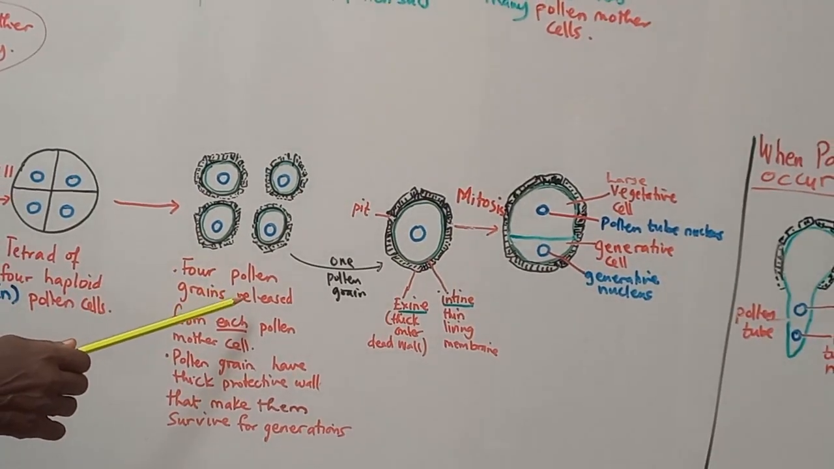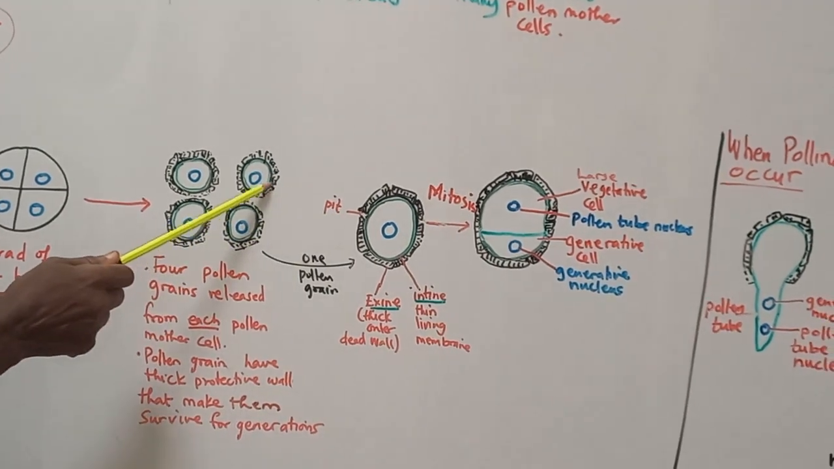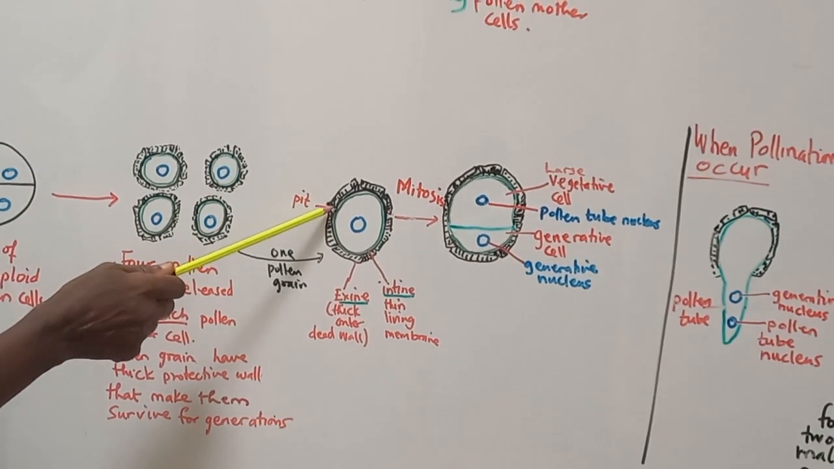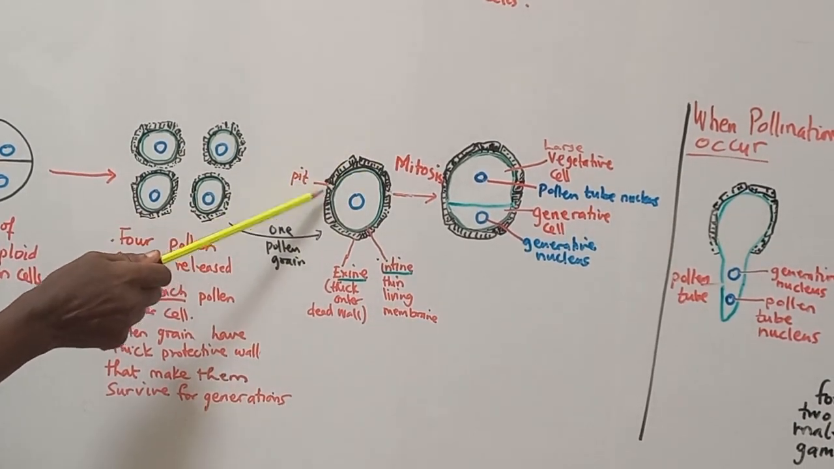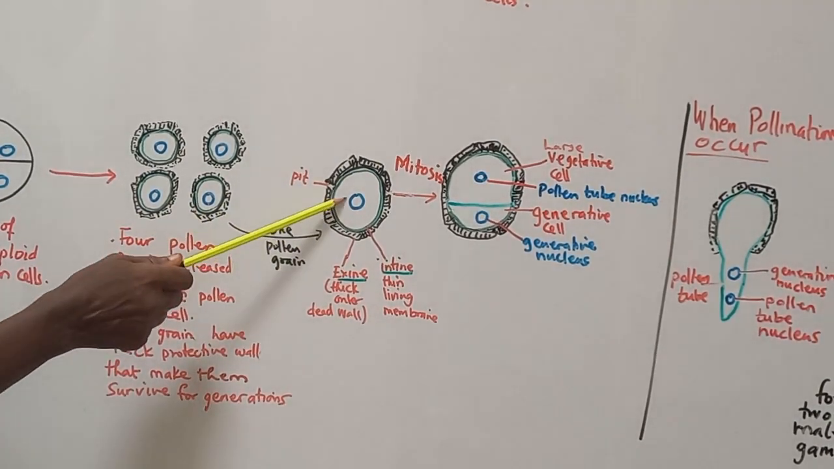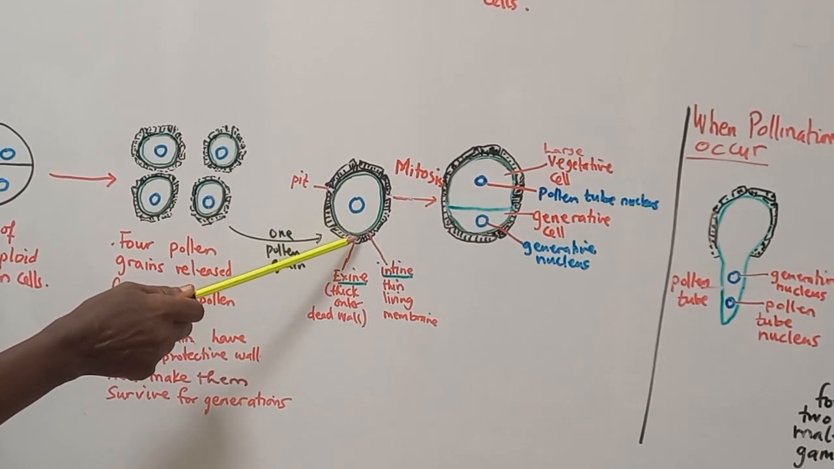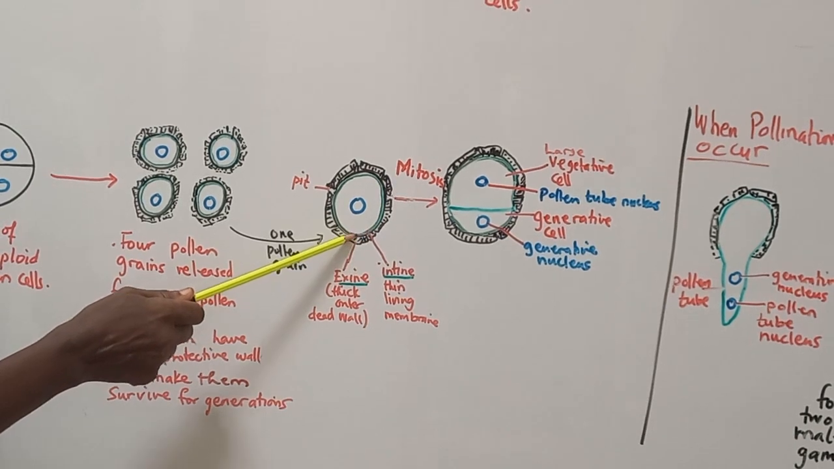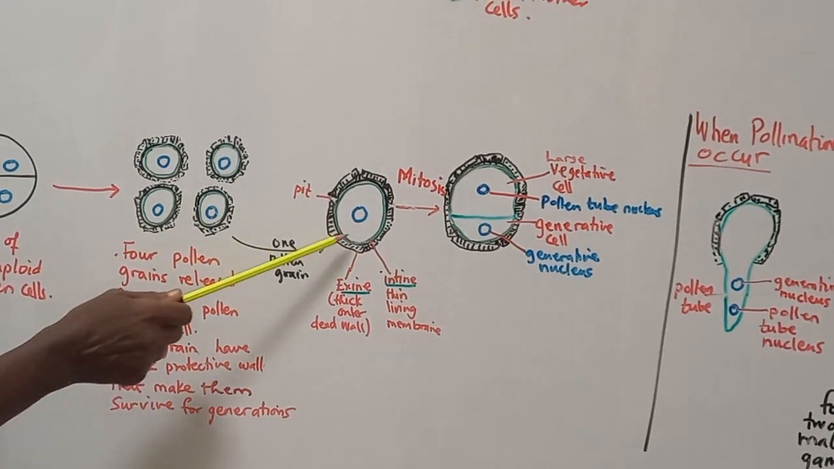That is pollen grains. Now, each of the pollen grains, in the thick covering, has a pit or germ pore, as they call it. So we have just picked one pollen grain, that is its exine, thick wall, outer dead wall. Then you have a thin living membrane, and here is the nucleus. So just one pollen grain.